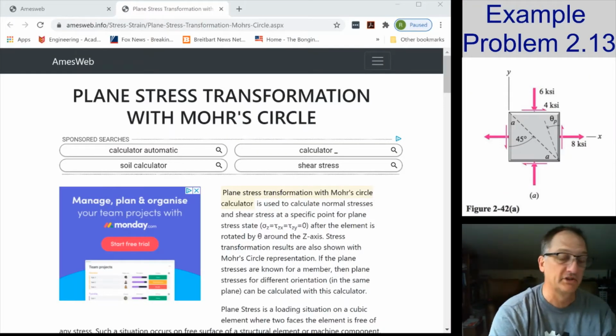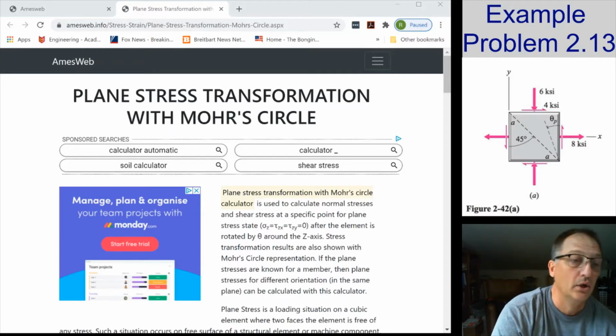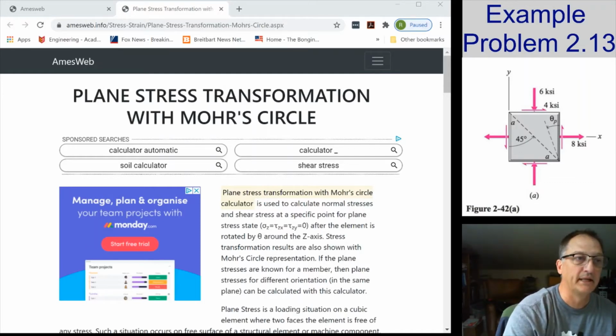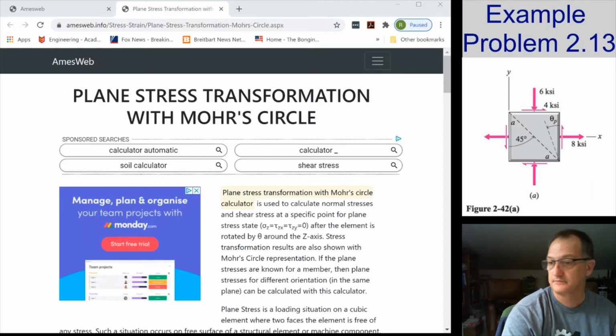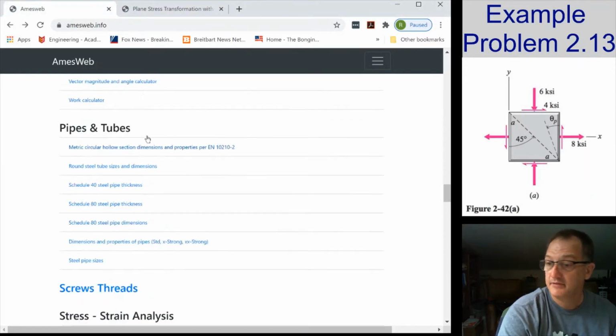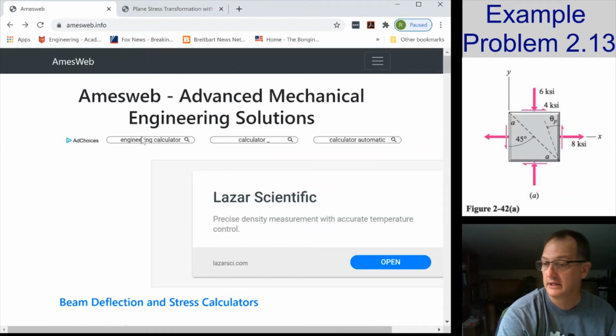So what you're seeing is my screen, where I went to a site called aimsweb.info. I should show you the first screen. Oh, yeah, I can. There are a ton of calculators and stuff.